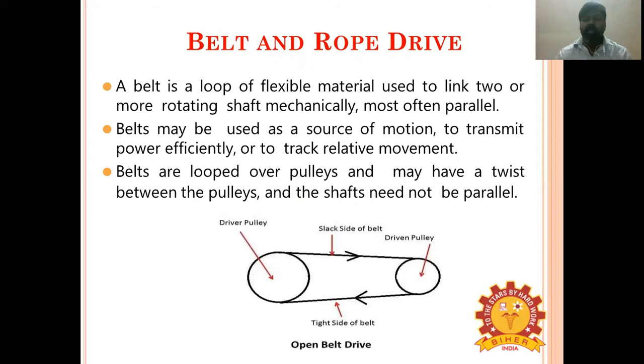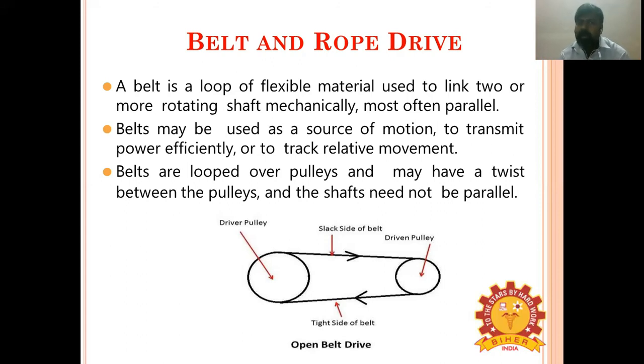Come to the next important topic, belt and rope drives, right? Whenever power is transmitted from one shaft to another, a belt or rope drive is frequently used. You can see that in old rice mills, flour mills or rice mills. Nowadays, the machines are very compact, right? The pulleys are mounted on the shaft and a continuous belt or rope is passed over them.